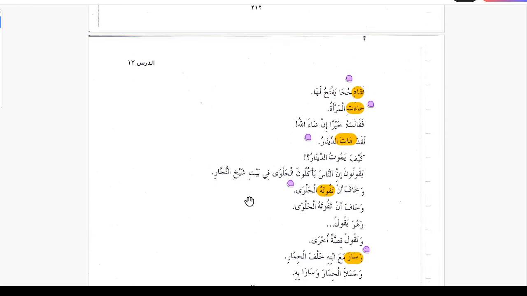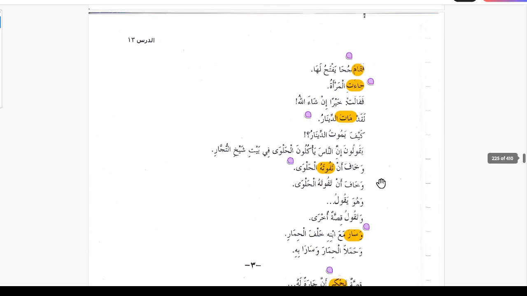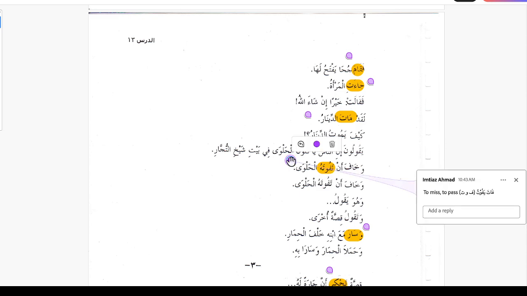People are eating sweets in his home. Wakhafa anna tafutahu halwa, and he feared that the halwa is going to pass him. So this is another verb, fata yafutu, to pass, to miss, and the root letters of fata are fa, waw and ta, and we can see that waw when we make it a present form, yafutu.